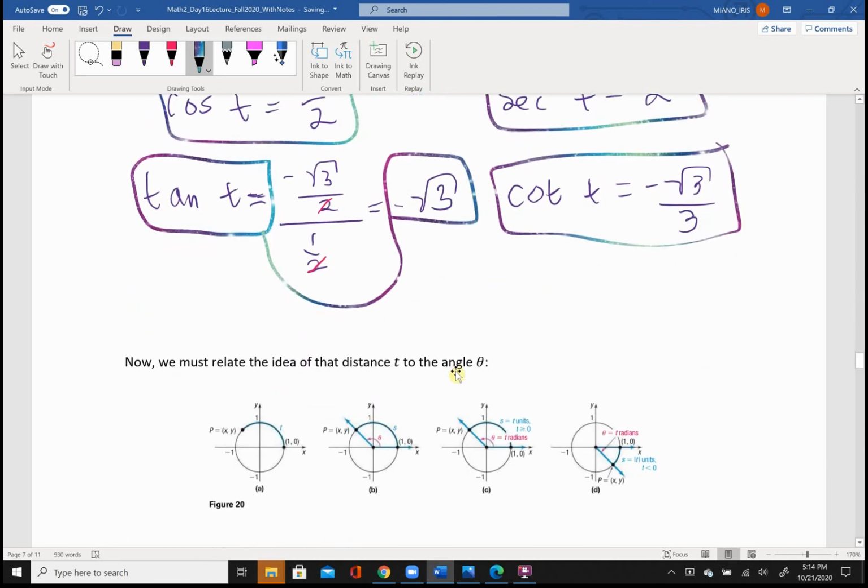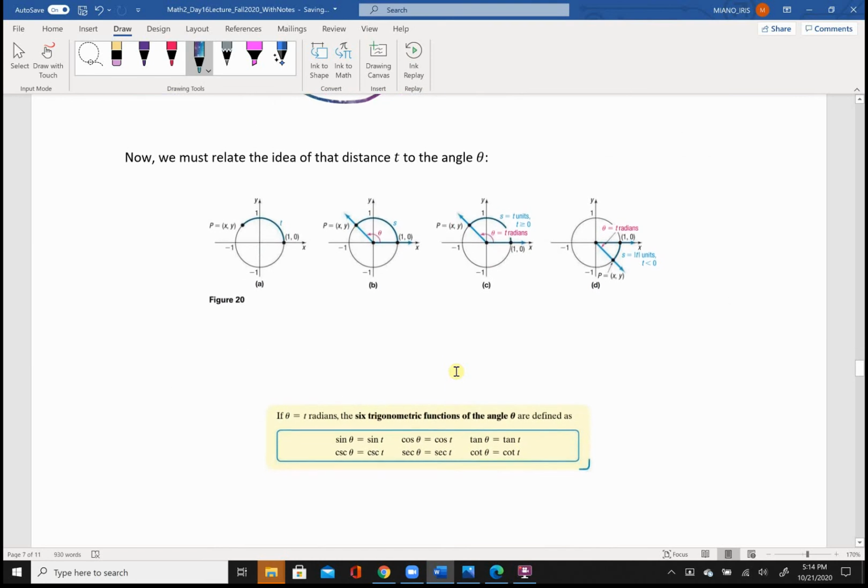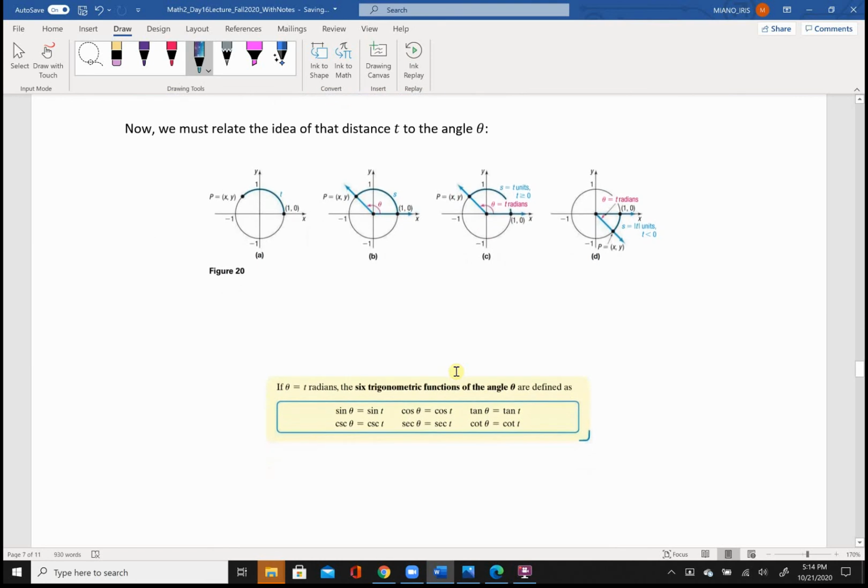All right. Moving on. Now it behooves us to relate this distance on the outer edge of the circle, t, as it's been defined, to theta. Now that outer edge of the circle distance t is the arc length, the way that we were referring to it earlier, s. So just recall that this is your arc length.